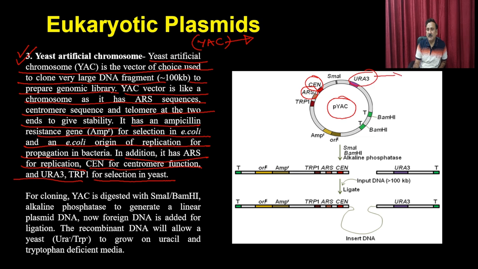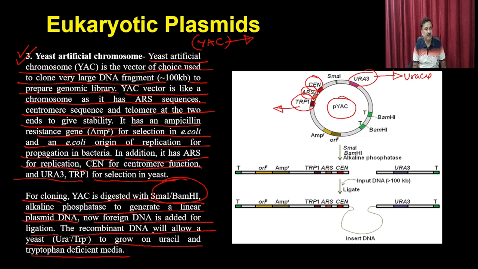URA3 is a selection marker for selecting on the auxotrophic plates lacking uracil, and TRP1 is for tryptophan. These are some of the things required for making the selection within the yeast. For cloning, the YAC is digested with SmaI and BamHI, which are restriction enzymes, and alkaline phosphatase to generate a linear plasmid DNA. Now, foreign DNA is added with ligation. The recombinant DNA will allow yeast to grow on uracil and tryptophan deficient media.